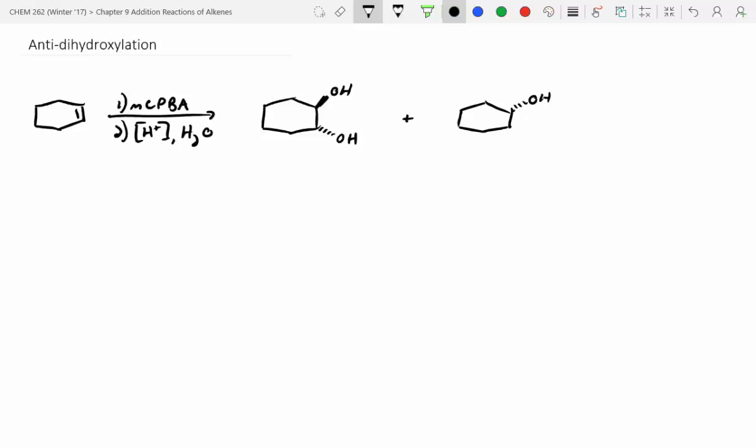And what's the relationship between these? Yeah, they're enantiomers, right? They're non-superimposable mirror images of one another. So in this case, you get a racemic mixture. However, it's going to be anti-addition for both of the products that you get out. So now the question is, what the heck is MCPBA?